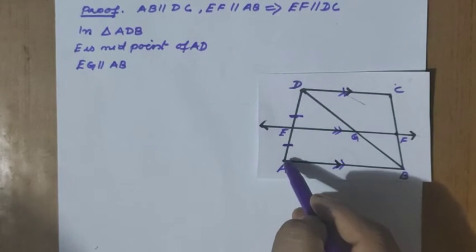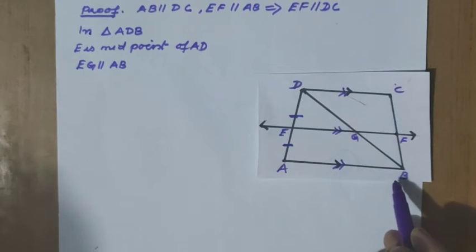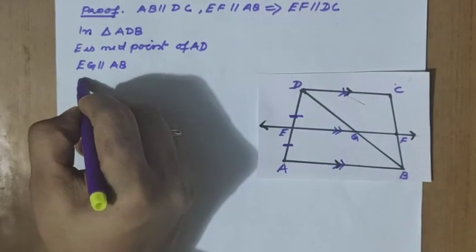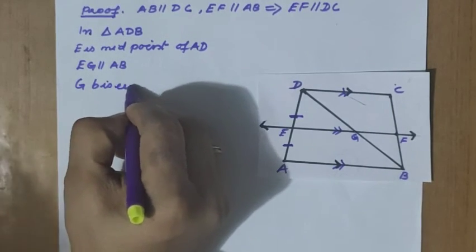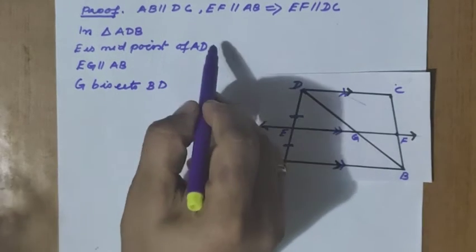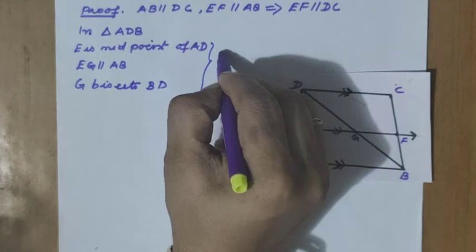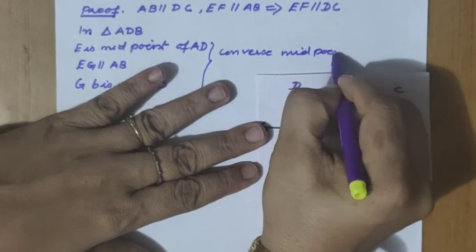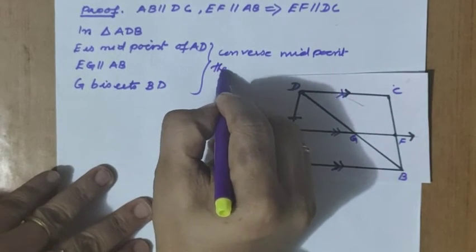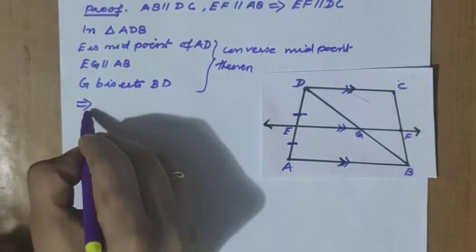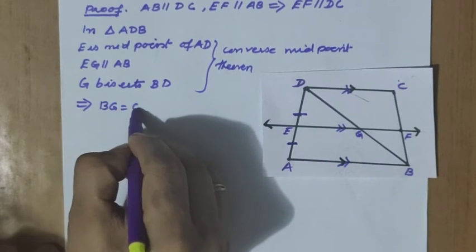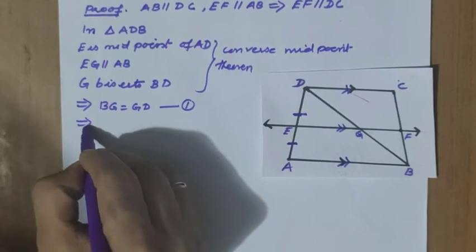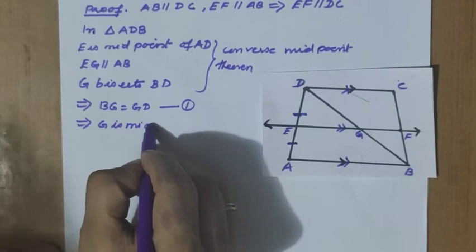The first side is AD. We have taken out the triangle, and AB is the second side. So by converse midpoint theorem, G bisects the third side. So G bisects BD. All this property or statement is by which we are writing converse midpoint theorem. This implies BG equals GD. What is the meaning of BG equals GD? G is the midpoint of BD.